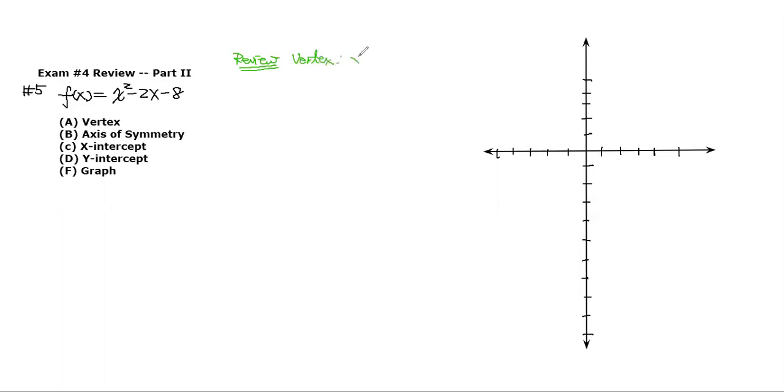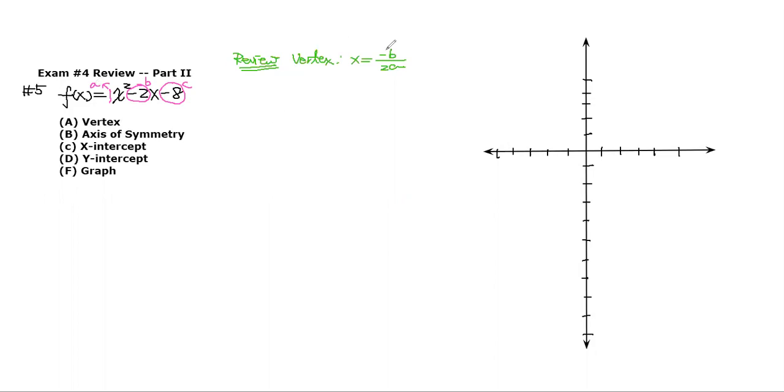For the vertex, the x coordinate will be what? Negative b over 2a, right? So let's take a look at this problem. This is my b. Here is 1x squared; it does not show a number, so we know this is 1. This is my a. Then this one is c. This is the standard quadratic form, ax squared plus bx plus c.